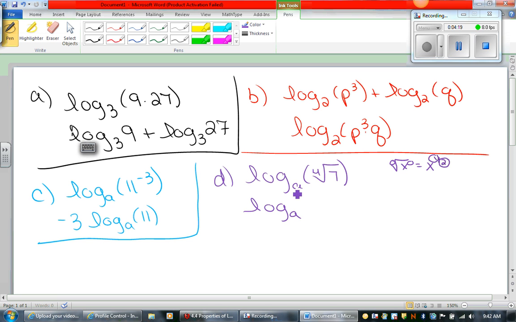So my first step is to rewrite this using a rational exponent. So log base a of 7, the index is 4, the power is 1, so this is going to be raised to the 1/4 power. Once I have that, the next step becomes quite simple. We just take that exponent and we bring it right out front. 1/4 times log base a of 7.